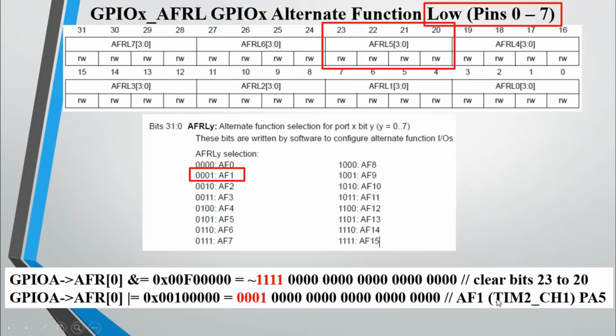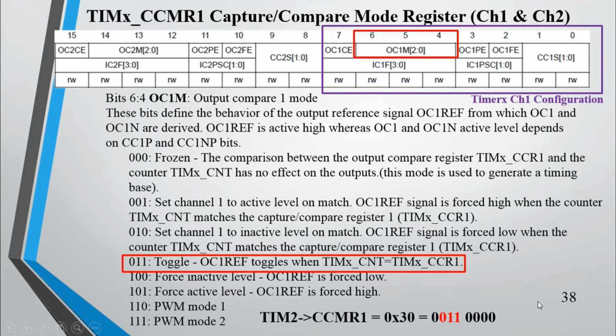So now we are going to generate an event in this channel. PA5 is configured as timer 2 channel 1. From this step onwards, we are going to configure the capture compare mode. So the first register you need to configure is CCMR1, that is the capture compare mode register.